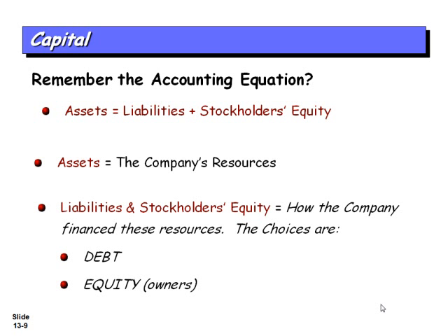Remember the accounting equation. Who could forget? Assets equals liabilities plus stockholders' equity. Assets are the company's resources. Liabilities and stockholders' equity are how the company financed these resources. You have two choices in financing: debt, and we looked into that in Chapter 10, and equity. And that's what we're doing now. The owners own a piece of the company.